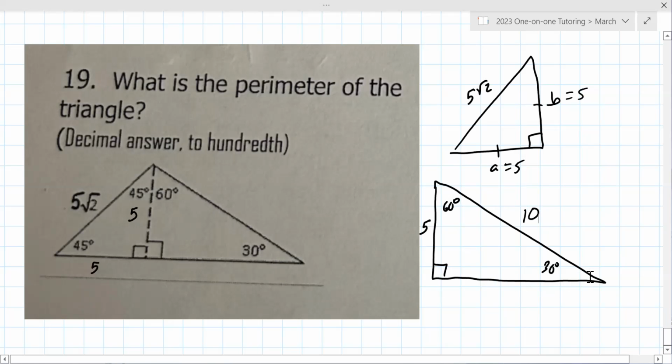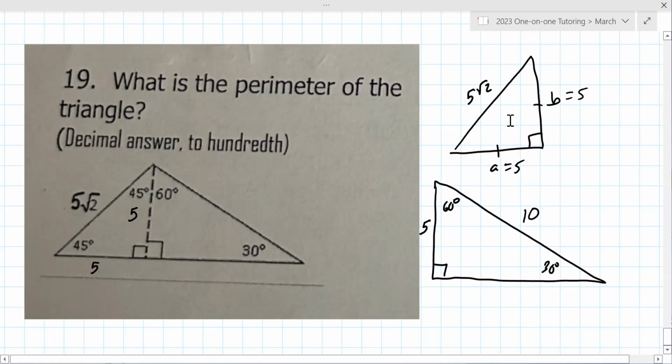You do x radical 2. x radical 3. Wait, when do we know when to do radical 2 versus radical 3? Notice this is a 30, 60, 90 triangle, and the other one was a 45, 45, 90 triangle. So different rules for each one.